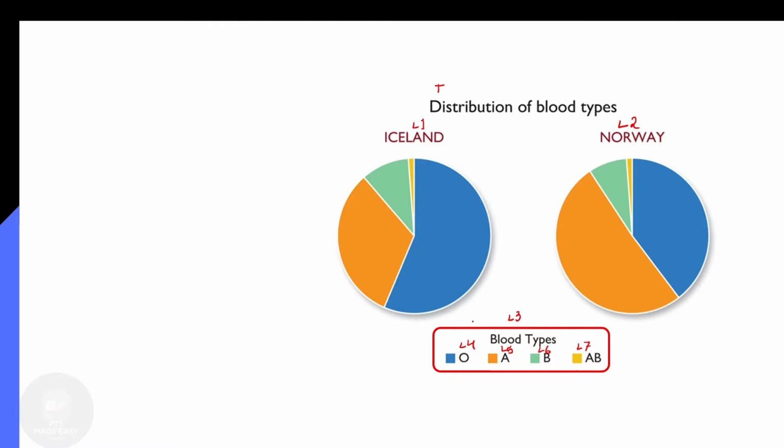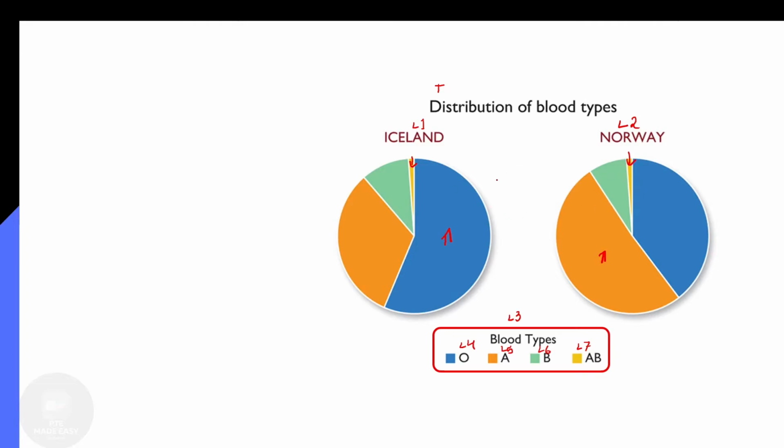I can see in Iceland, the most significant is blood type O. So let's say I will put it like this. And in Norway, the most significant one is blood type A, right? And then you have the lowest one, if you want to pick that as well. I normally do. In Iceland, it is AB, which is the lowest, right? And in Norway, it is also AB, again the lowest. So I found all my information.